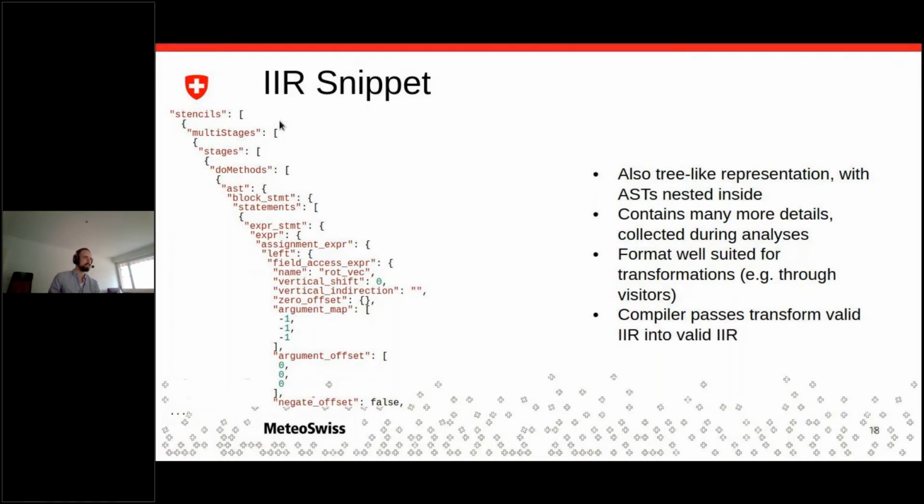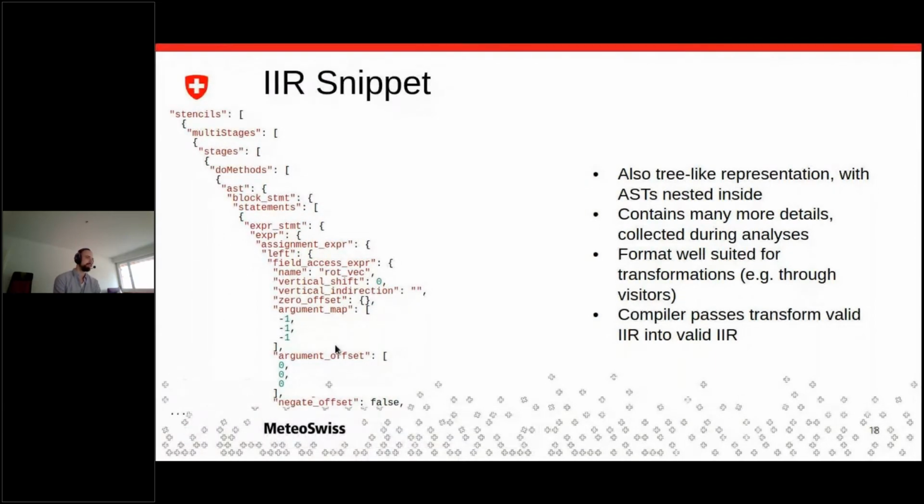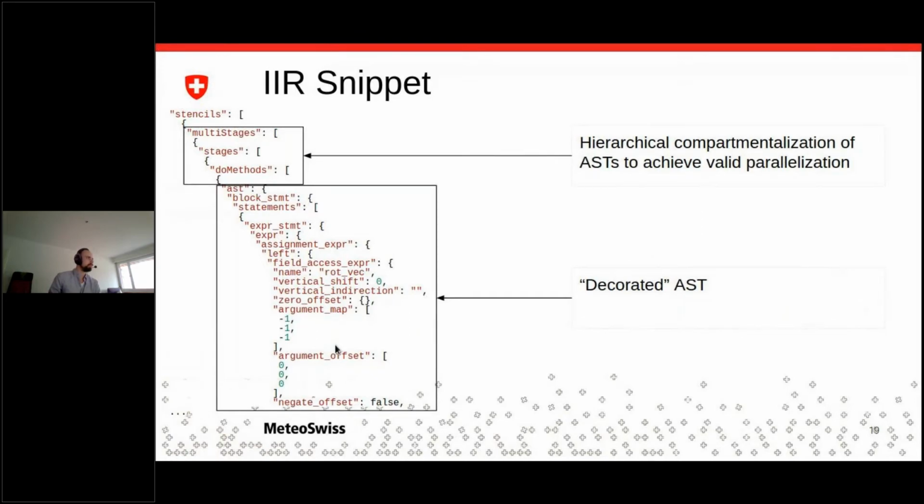Then next we have this internal intermediate representation. This is also a tree-like representation based on ASTs, and it contains many more details that were collected during analysis passes. This format is very well suited for transformations, for example, through visitors. Compiler passes basically transform valid IIR, input IIR, into valid output IIR. And if we look a bit more closely, at the top we have a hierarchical compartmentalization of ASTs to achieve valid parallelization.